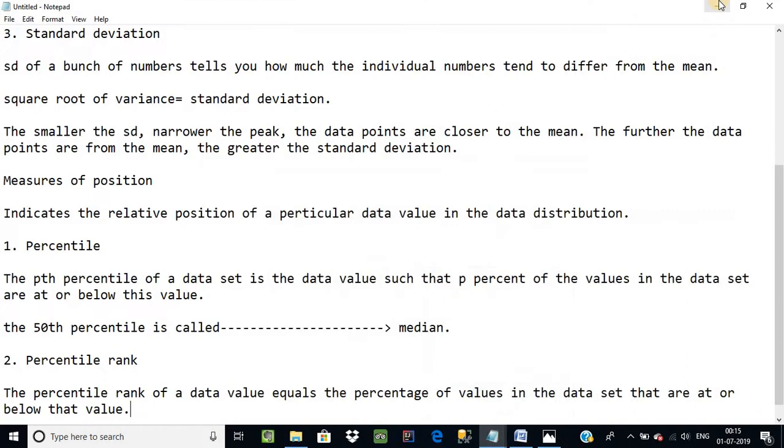Till then, just revise the concepts that we have discussed in this video. Look into the net, get some idea about statistics and machine learning, and in the next tutorial video we will discuss quartile ranges.